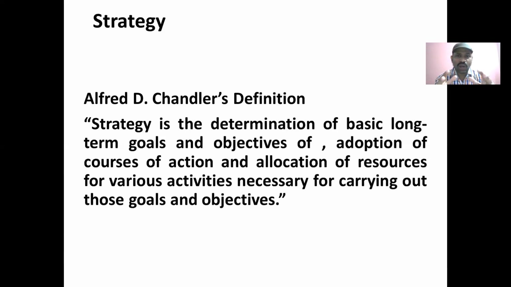Let's understand what strategy actually is in the words of Michael Porter. Michael Porter, the professor of strategy at Harvard University, in one of his lectures, defined what strategy is. Watch this short video.